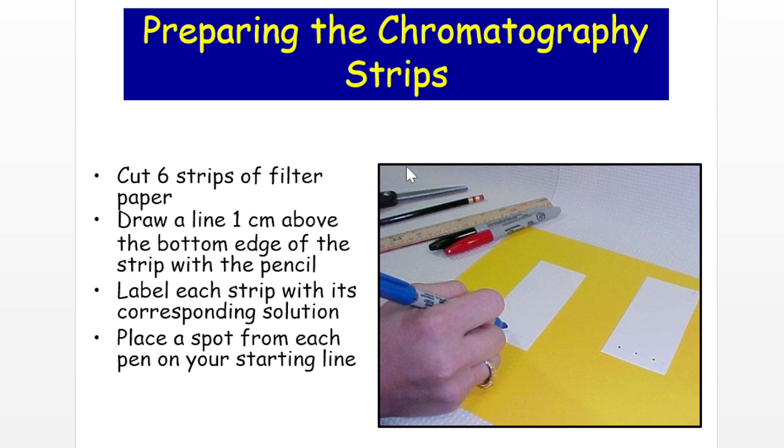Preparing the chromatography strips. Cut 6 strips of filter paper, draw a line 1 centimeter above the bottom edge of the strip with the pencil. Label each strip with its corresponding solution. Place a spot from each pen on your starting line.